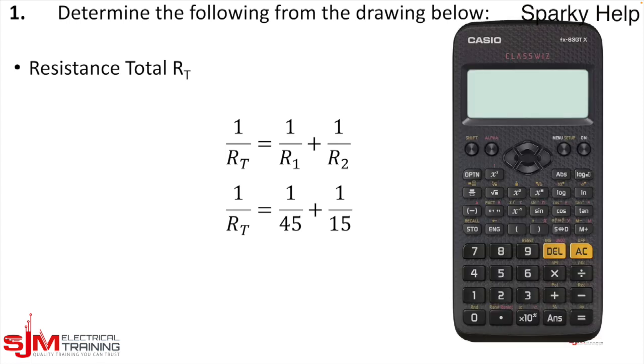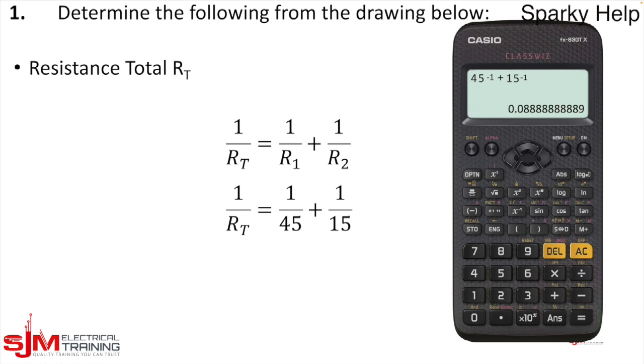So nice and simple. Put in 45, and now we're going to press the x to the minus 1 button. And then we're going to press plus. And what x to the minus 1 does is it puts it 1 over 45 effectively. Plus, and then we're going to put 15. And remember to press the x to the minus 1 button. And now we're going to just press equals because that's the next thing to do.